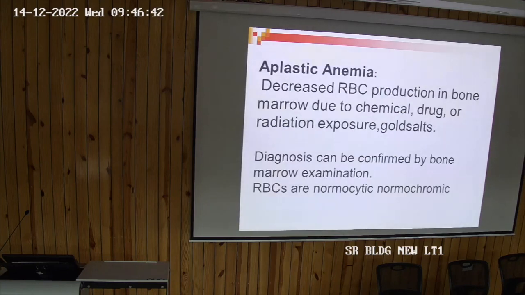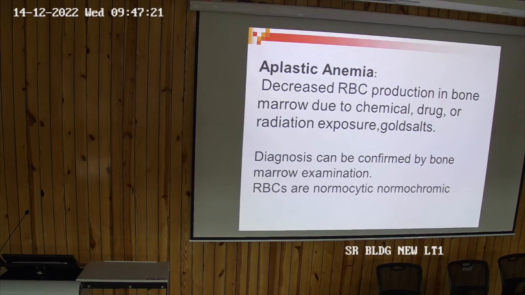Aplastic anemia is decreased RBC production in bone marrow due to chemicals, drugs or radiation exposure. A means absence, aplastic anemia. So you have to do a bone marrow examination, which will help you diagnose this particular type of anemia. This non-functioning of bone marrow may be due to chemicals, drugs, radiation or X-ray exposure. Diagnosis can be confirmed by bone marrow examination.